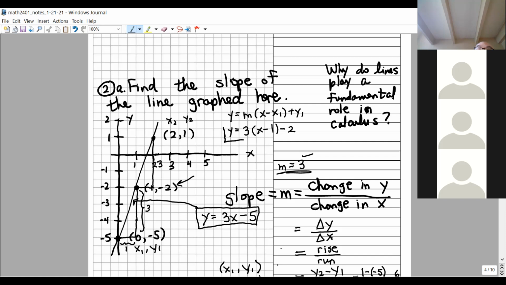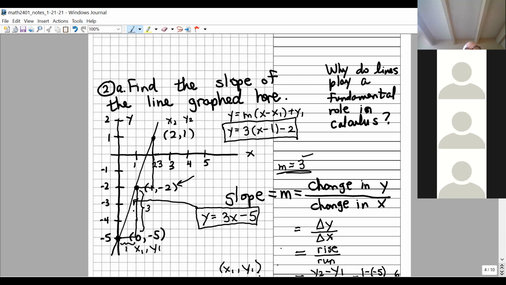There's a second way of writing down the formula for our line. These two formulas are really equivalent to each other. They just look slightly different, okay? But when you simplify this one, take the 3 times the -1 and then subtract the 2, you're going to get y equals 3x minus 5. So it really is the same equation for that line.